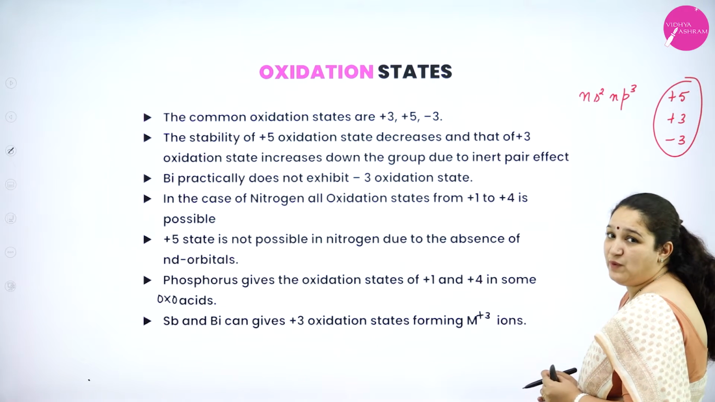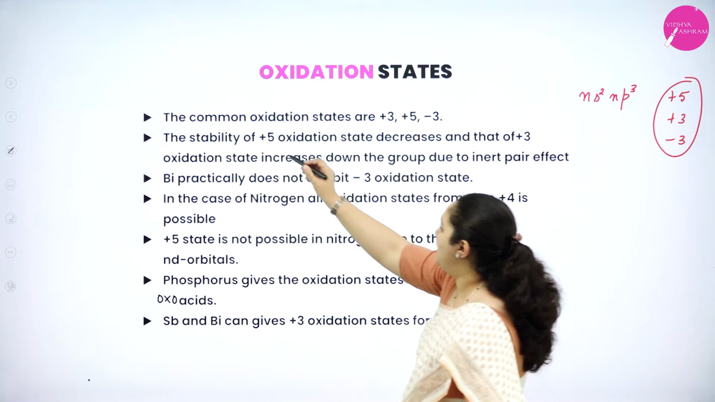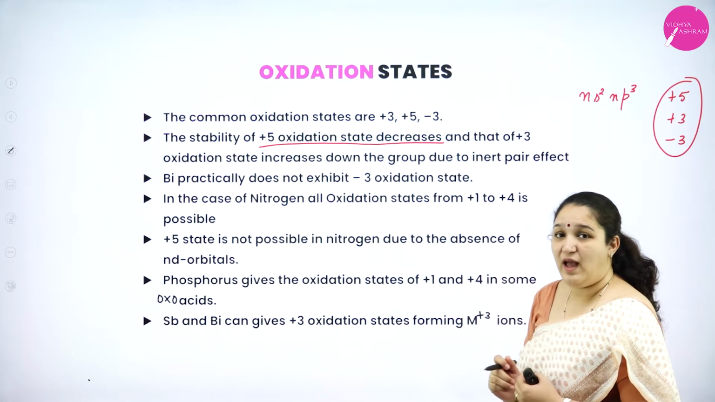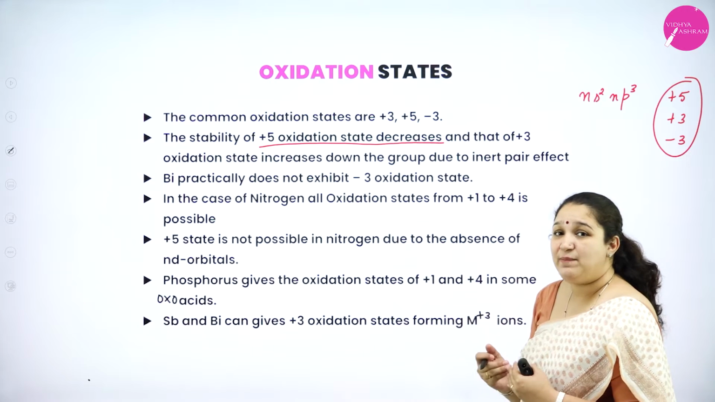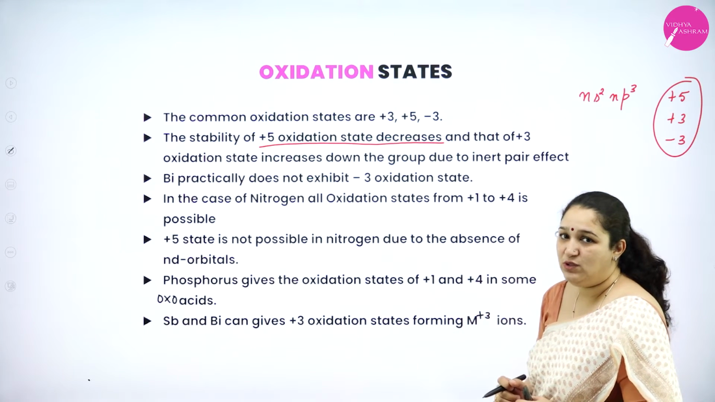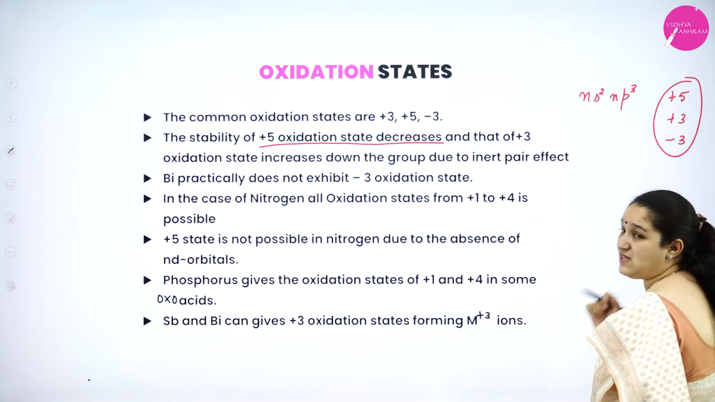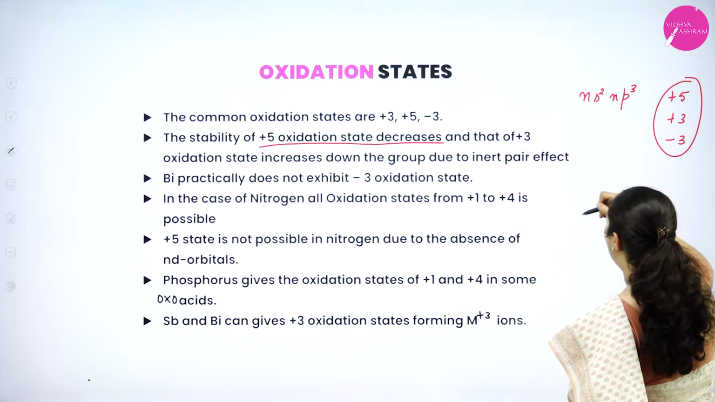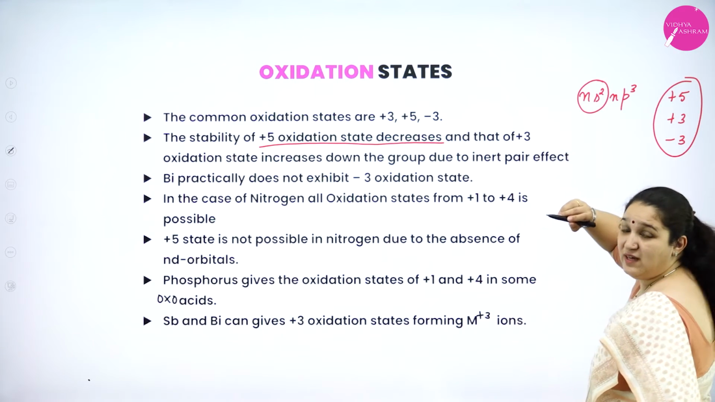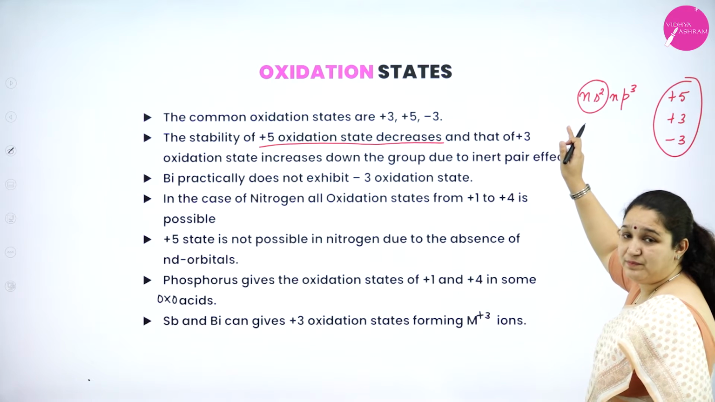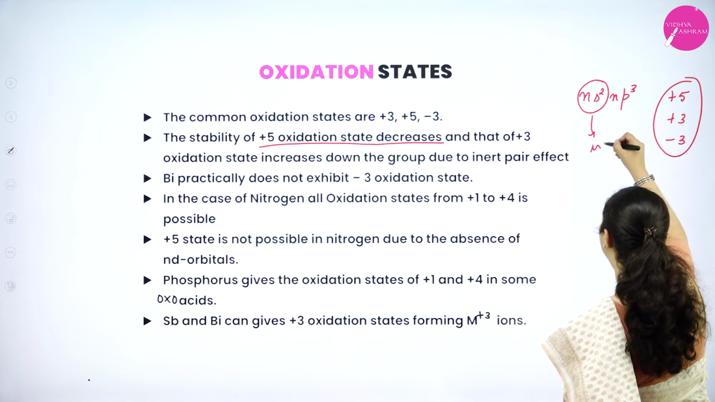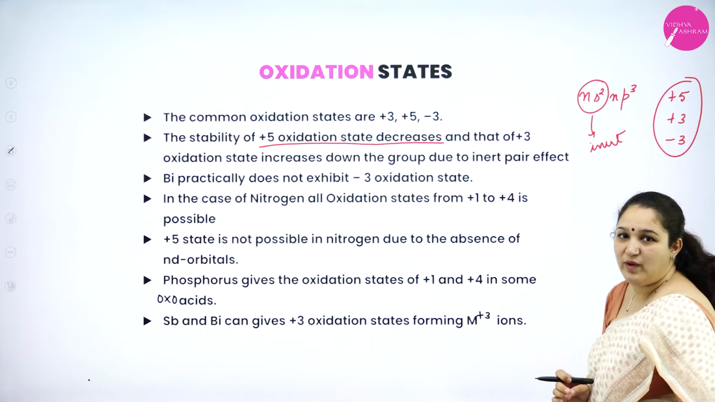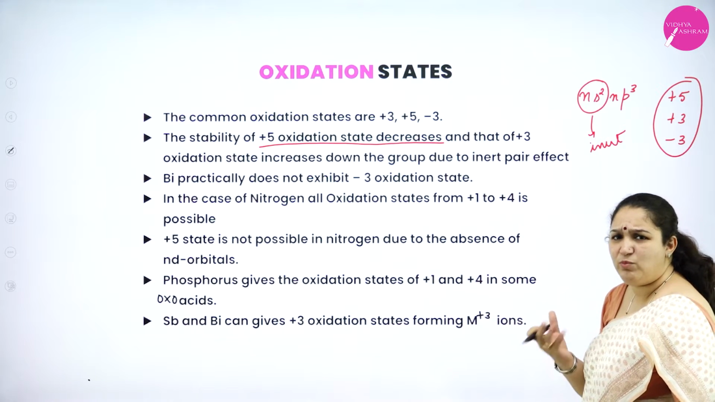Okay, so this is the common oxidation state shown by this particular group. But what is the trend which we have observed? The stability of +5 oxidation state decreases as we come down the group, and +3 oxidation state stability increases as we come down the group. So why is this trend observed? Now what happens is, as we come down the group, the electrons in the s orbital become inert. Inert means they do not want to take part in bond formation.